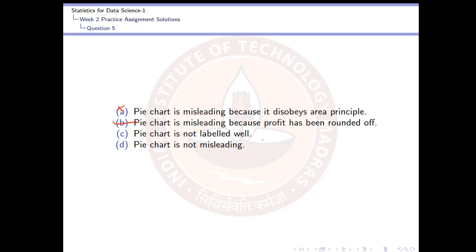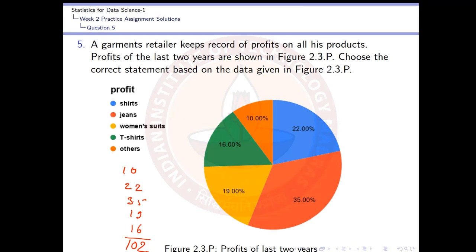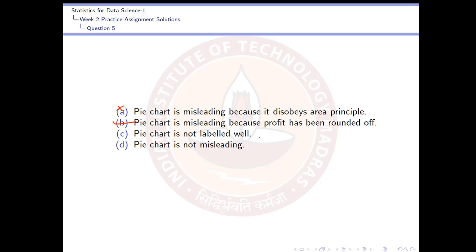Pie chart is not labeled well. So let's check. Here we can say the pie chart is labeled well because each slice is a different color, and it has legends, titles, and subtitles. So all the information we need is in the pie chart. So the pie chart is labeled well. This option is wrong. Pie chart is not misleading, this is wrong, because the pie chart is misleading just because profit has been rounded off. Next question.